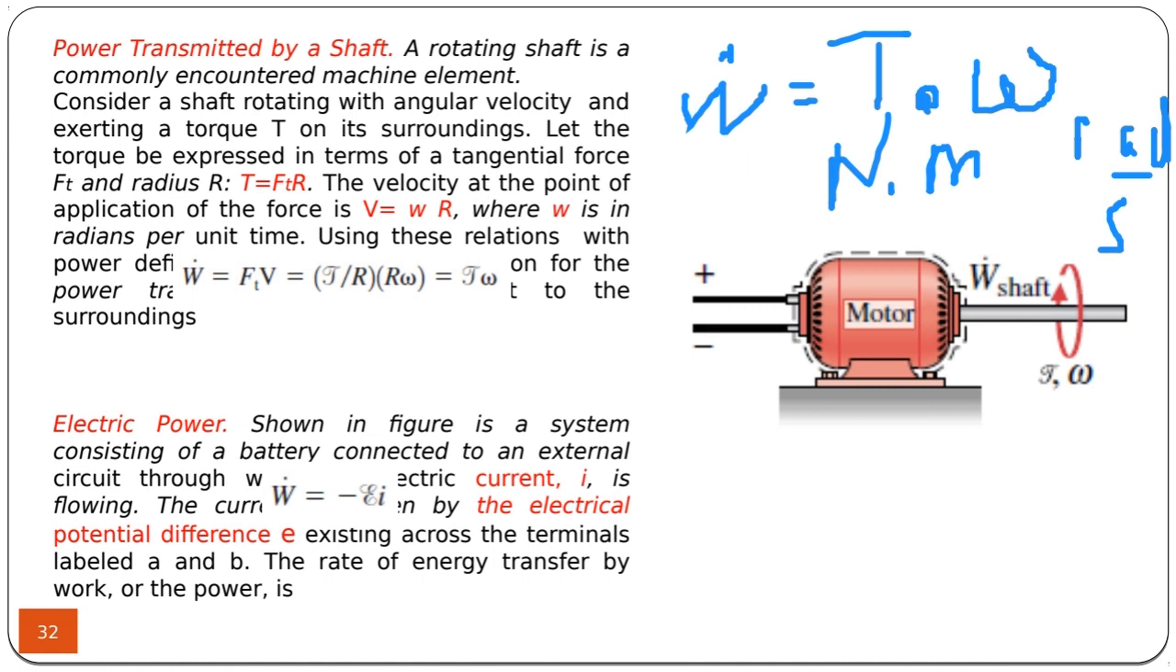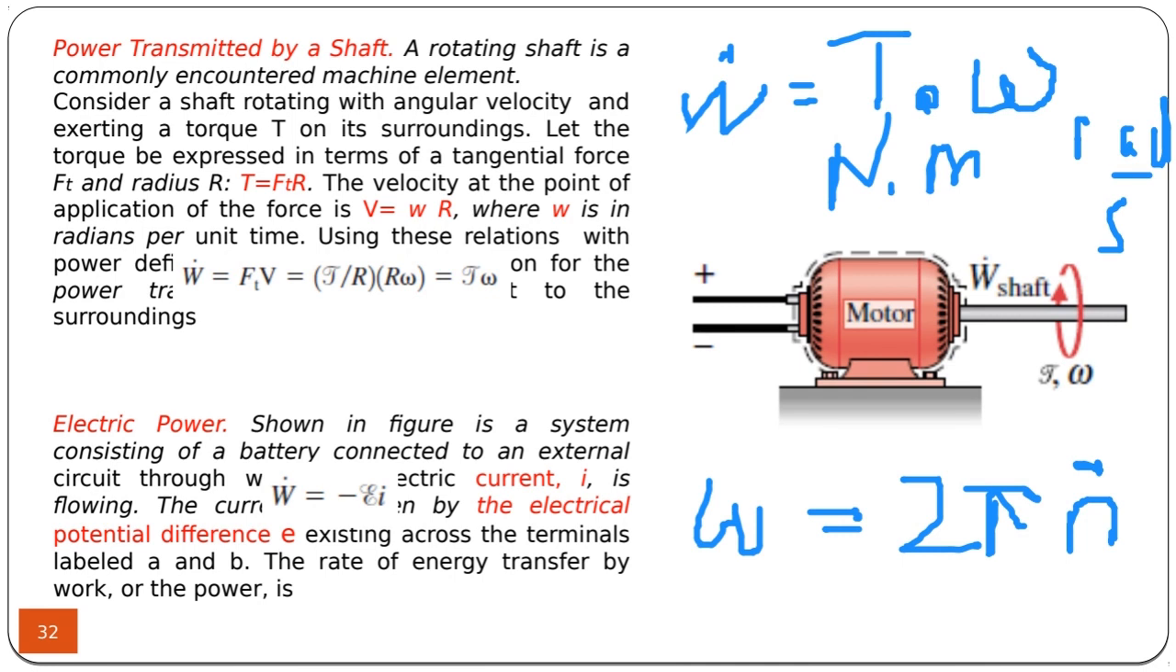For instance, the torque applied by this motor, the motor shaft. You need to know the angular speed. By the way, angular speed is 2 times pi times n dot. N dot is the revolution per second of the rotor, of the shaft. So if you have the revolution per second, times 2 pi gives you radians per second. So if you have the angular velocity and the torque, you can calculate the power of this motor.